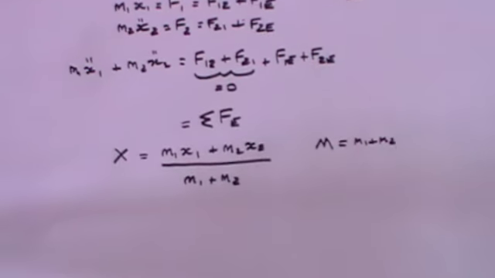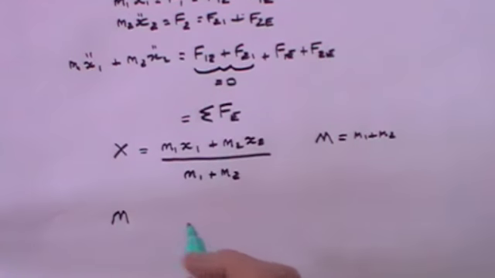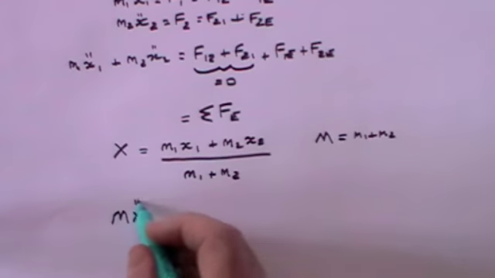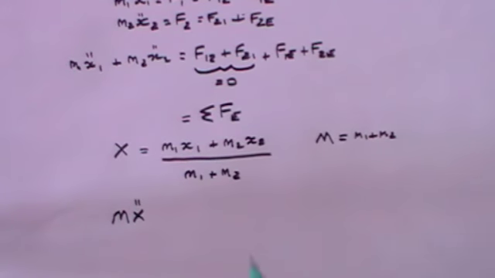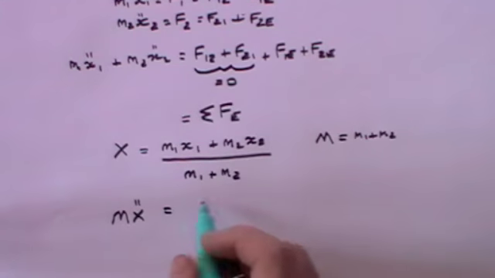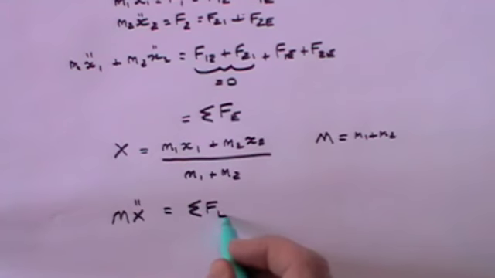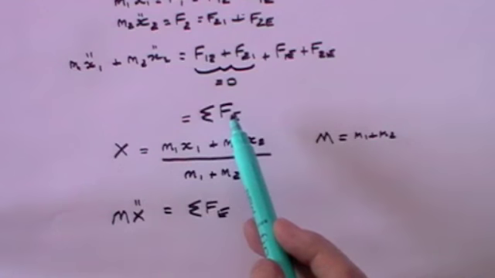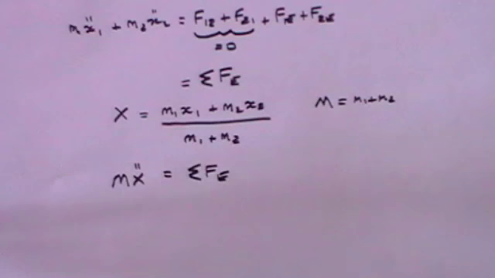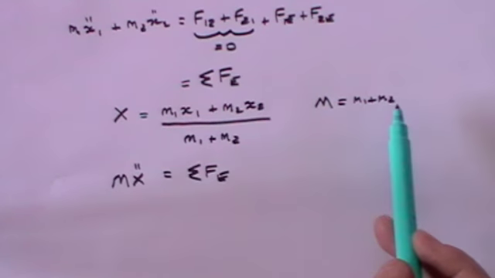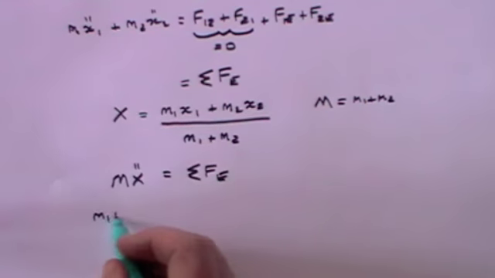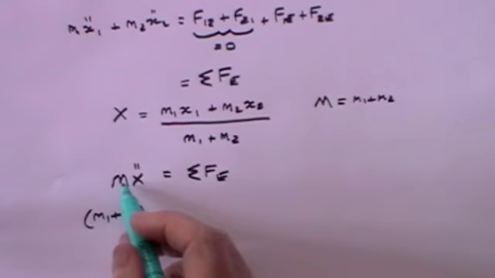What I propose to show you is that the capital M, the total mass, times the second differential of this new term X, which is obviously the acceleration of X, is going to be equal to the sum of the external forces. In other words, it's going to be that sum there. How can I show that? Relatively easily. What is M? It's m1 plus m2. So m1 plus m2 is M.